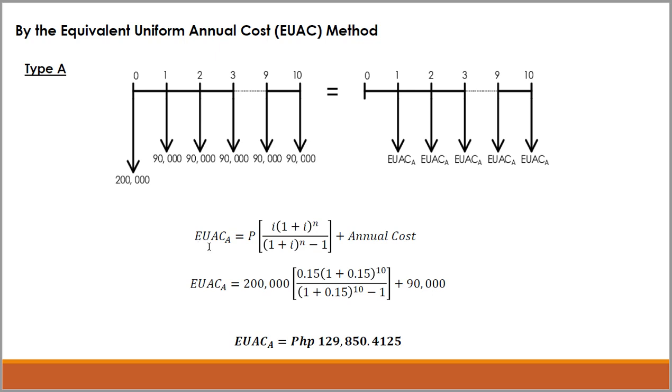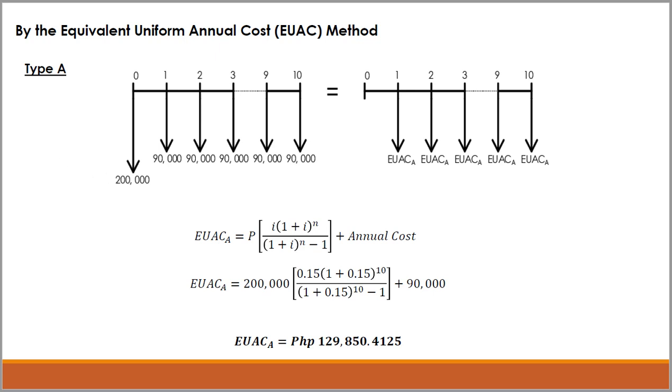So with that, we're going to convert the present cost, or the initial investment, which is 200,000, into an annuity. We just add it, since it's already an annuity. So we make it an annuity plus our annual cost of 90,000. So we have 200,000, 15% as our MARR, 10 years still, plus 90,000. So the equivalent uniform annual cost for type A is 129,850.4125 pesos. Okay?